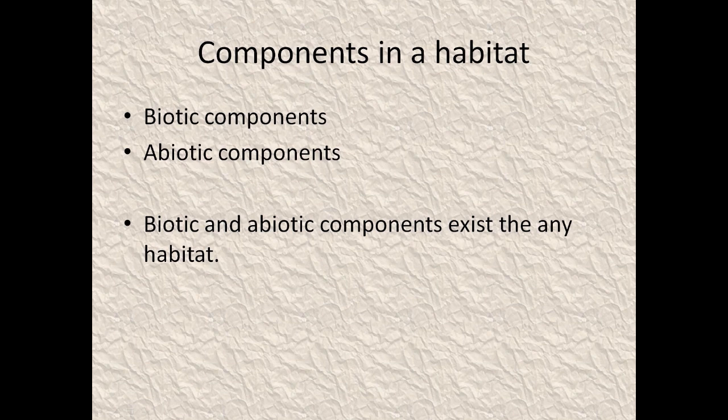The term bio represents life, so biotic components are otherwise called living components. Abiotic components are called non-living components. Generally, both living and non-living things depend on each other. So both biotic and abiotic components exist in any habitat. For the life of the habitat, both biotic and abiotic components are needed.